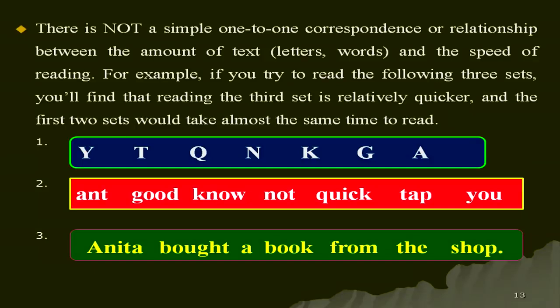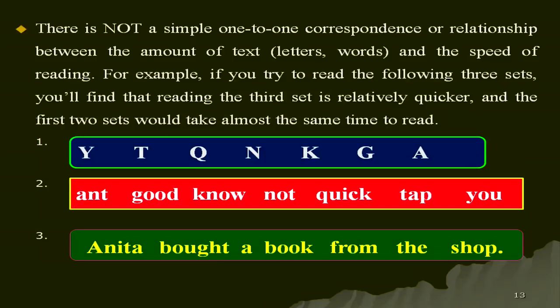For example, in the previous 3 examples, the first set had 7 letters, Y, T, Q, N, K, G, A. So 7 letters, but they constituted 7 sense units. One letter constituted one sense unit, one meaningful sound which is present in English. So that's why it took a longer time. Whereas in the second set, we had 7 words with more letters, but they also constituted 7 sense units.